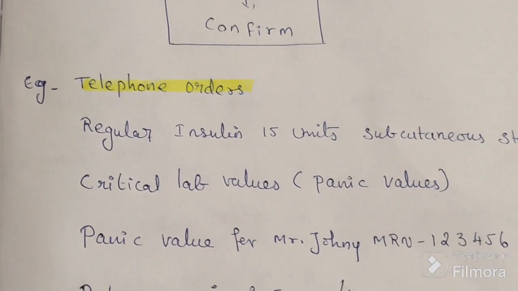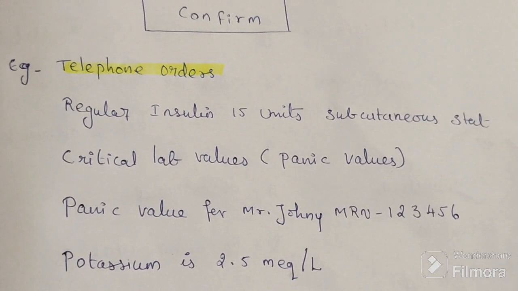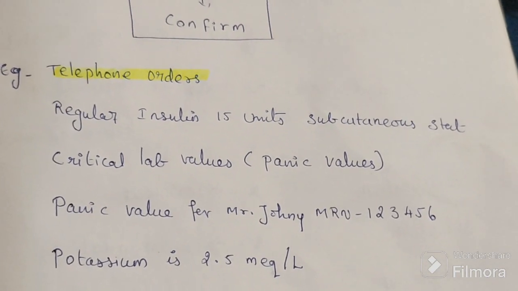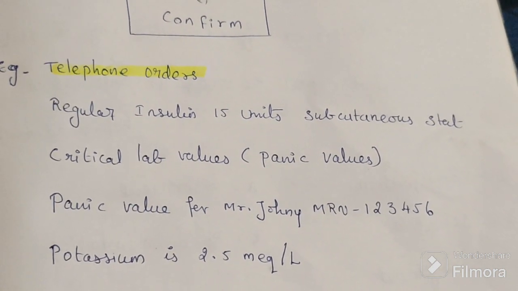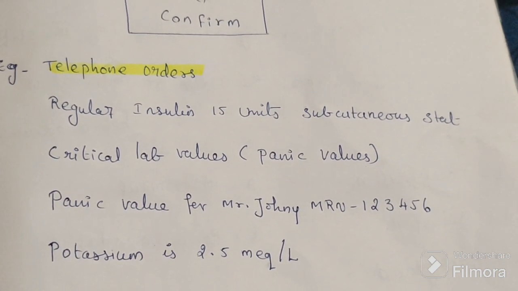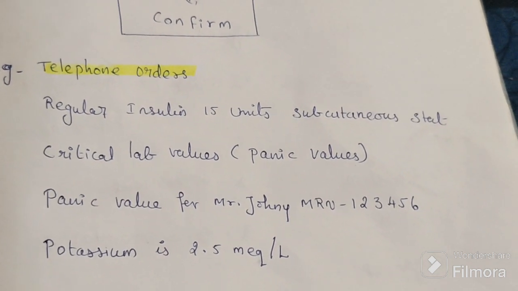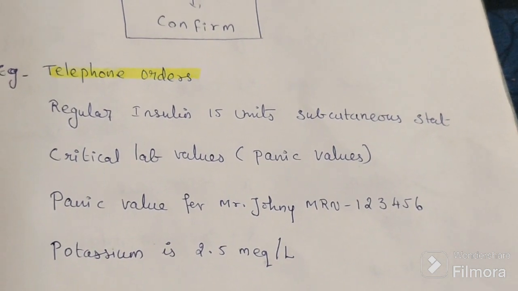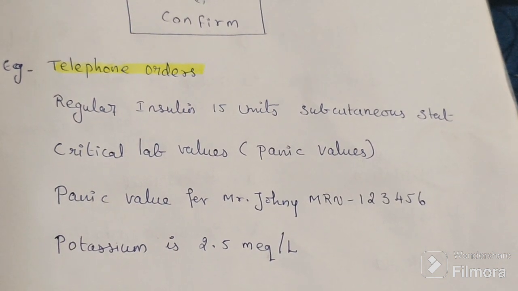First one is the telephone order. So for example, you check the blood sugar for the patient. It is 395 mg per deciliter. The doctor is not around, so you are making a call and informing the doctor for Mr. Johnny, MRN 123456, the blood sugar is 395 mg per deciliter.